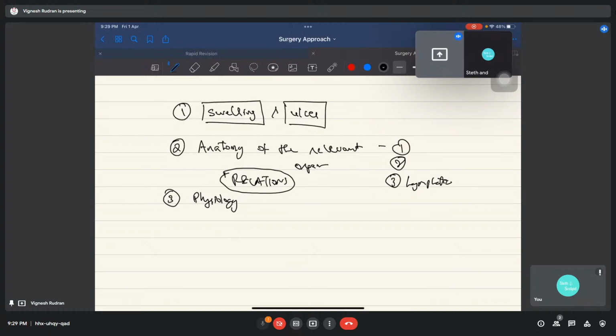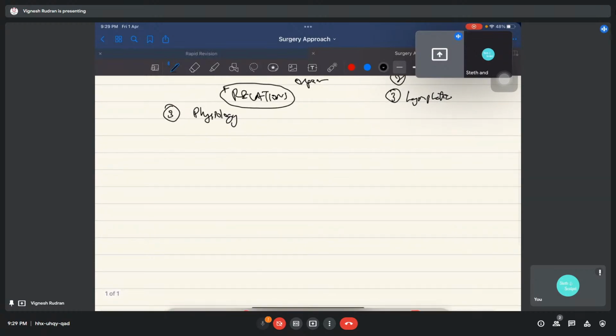So I'll give you an example of maybe three organs today because I myself haven't gone through it. So whatever I'm speaking is long-term retained information. I have not gone through it for this session. A lot of people have been texting me saying that so much surgery is there, how will we be able to cover it in one day?